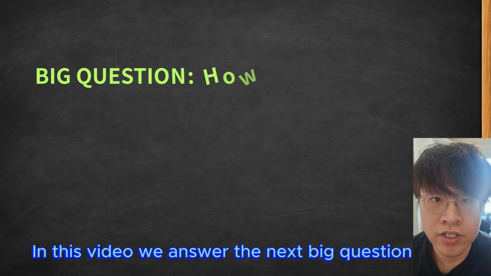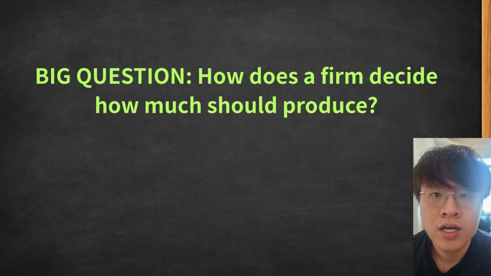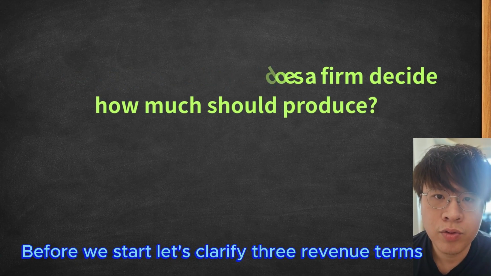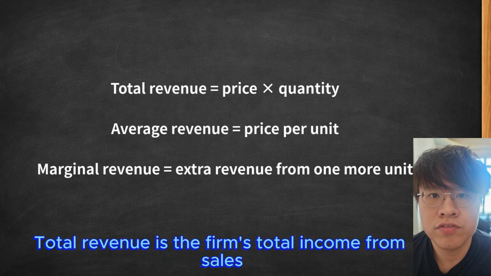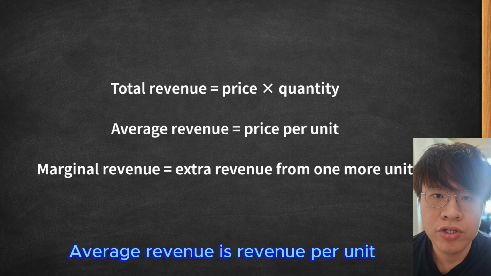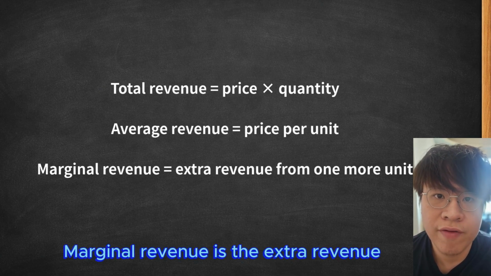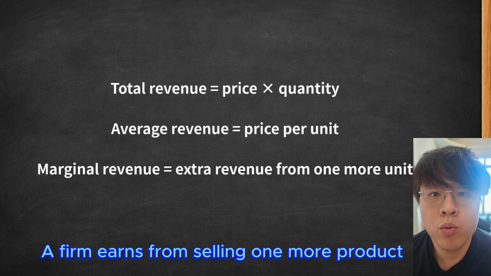In this video, we answer the next big question. How does a firm decide how much to produce? Before we start, let's clarify three revenue terms. Total revenue is the firm's total income from sales. It is price times quantity. Average revenue is revenue per unit, so it is simply the price per unit. Marginal revenue is the extra revenue a firm earns from selling one more product.